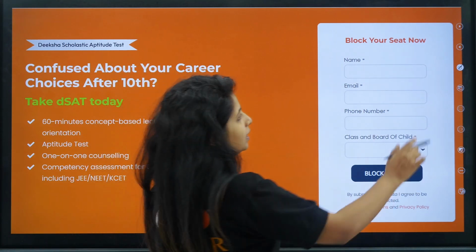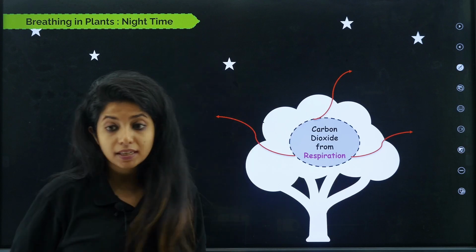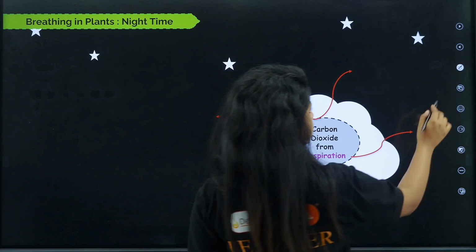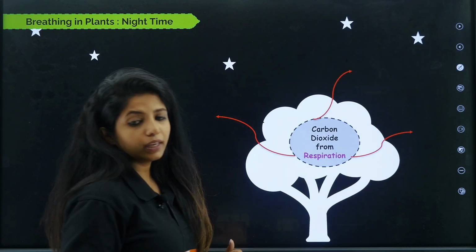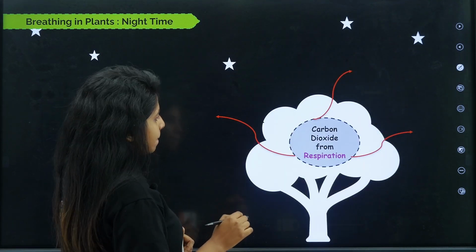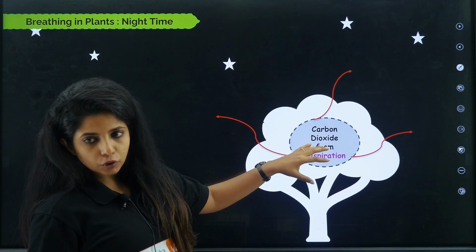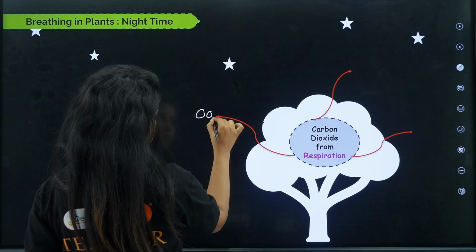Okay, now let's see what happens in the night time. At the night time, things are going to get twisted a bit. So over here, at night, in respiration, carbon dioxide will be released. Agree?